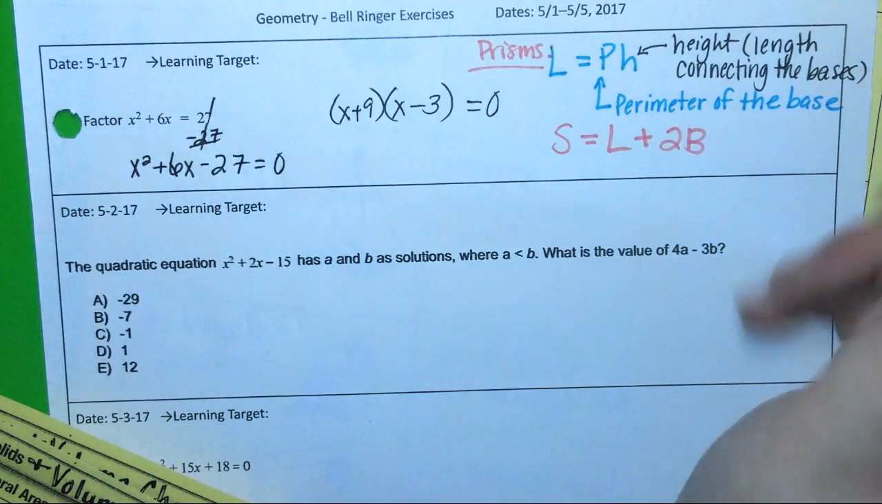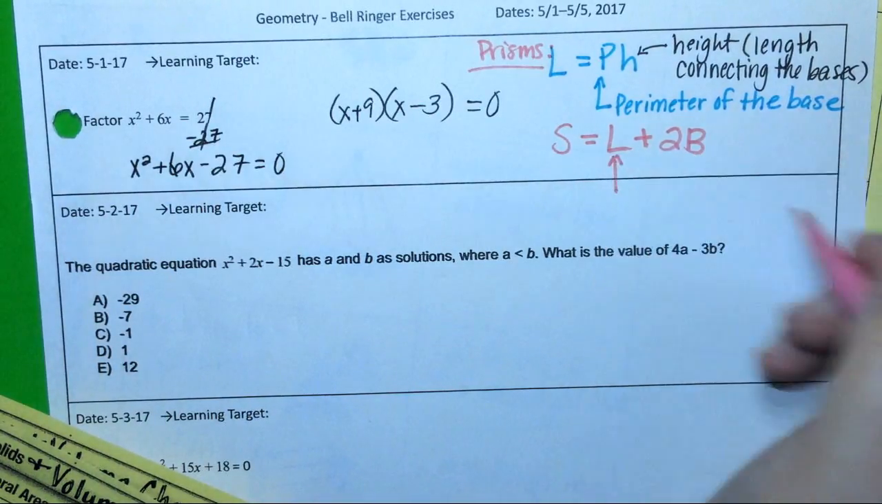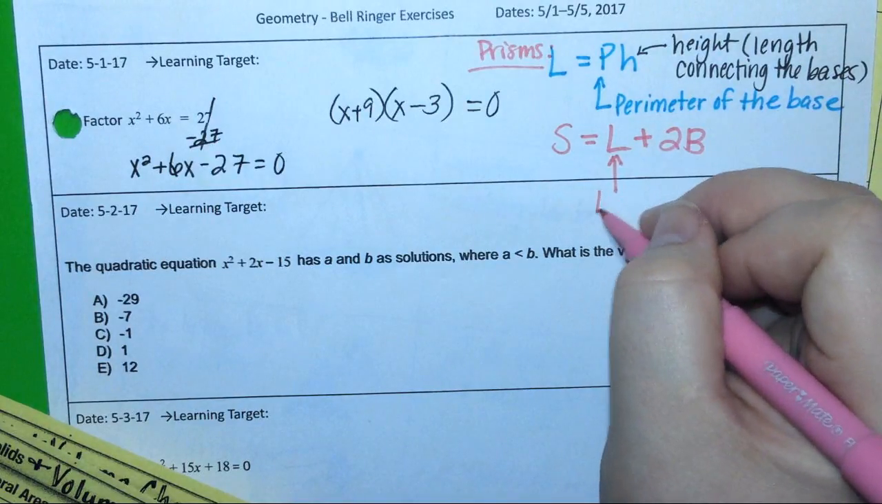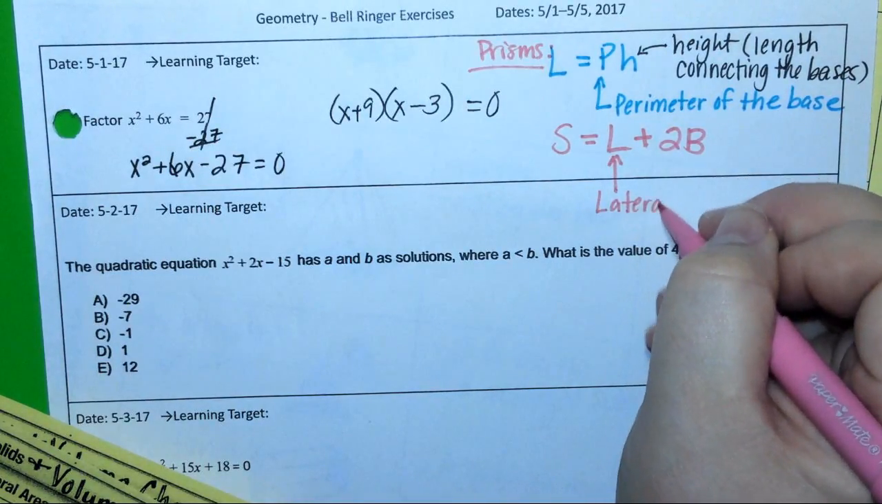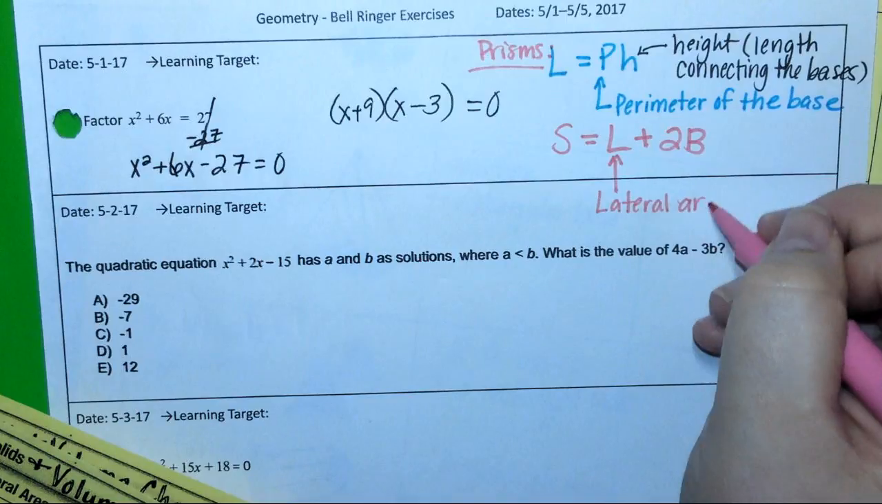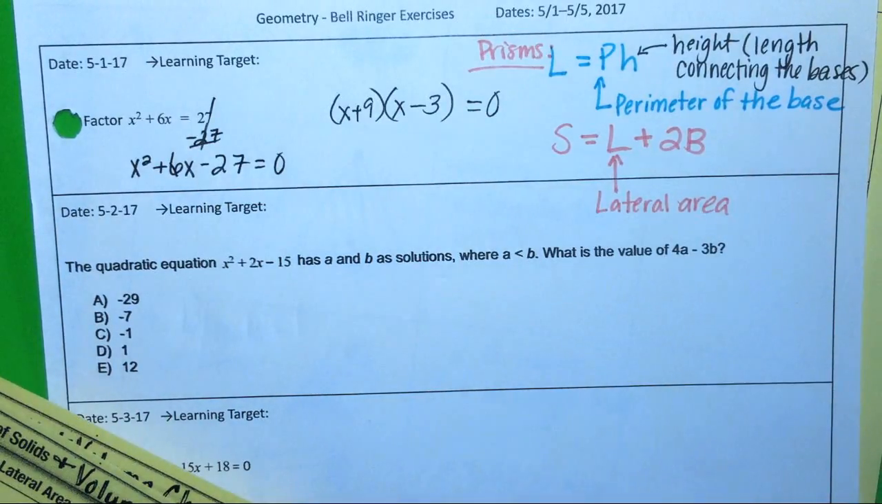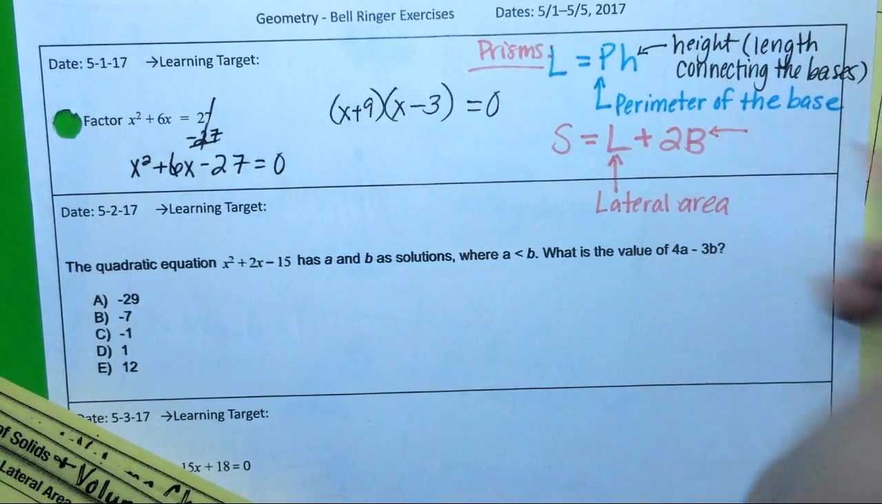What is L? L was for lateral area. We take our old number, and now we're adding in those bases. That's why it's 2B. But what is the B for? Is it for base? What is the B for?